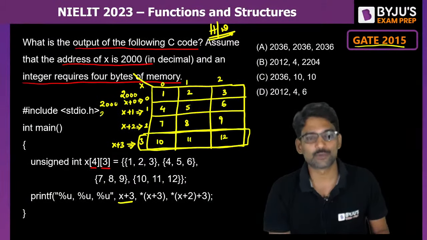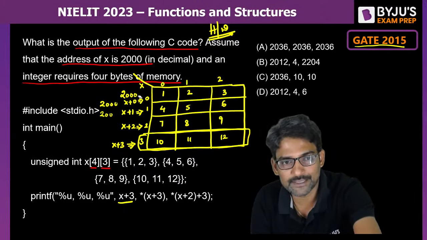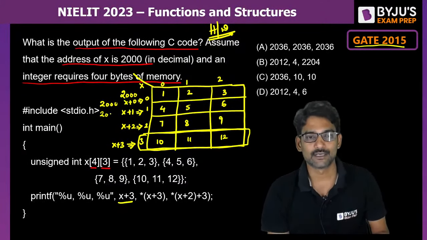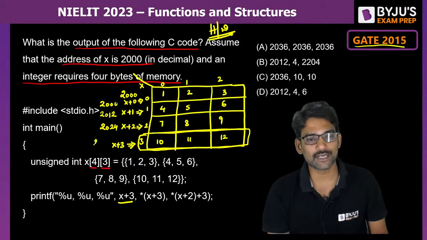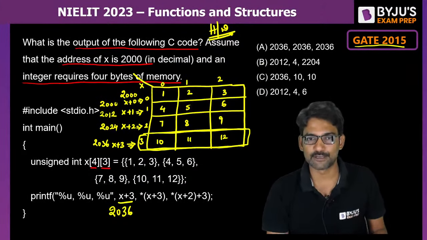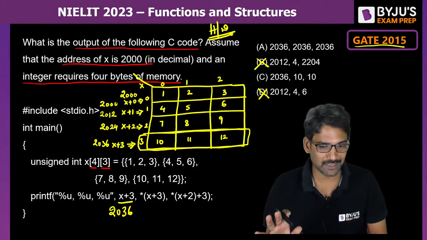Row 1 address would be 2000. Every element occupies 4 bytes, so 2012. Row 2 address would be 2024. Row 3 address would be 2036. So X plus 3 means we will be getting 2036 for sure. So definitely it is not going to be option B or option D.